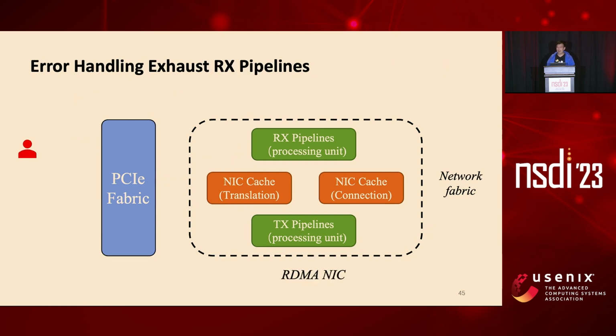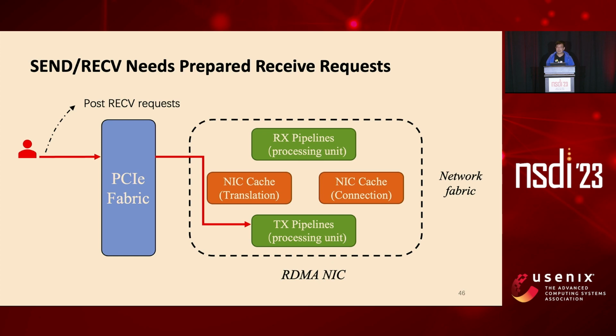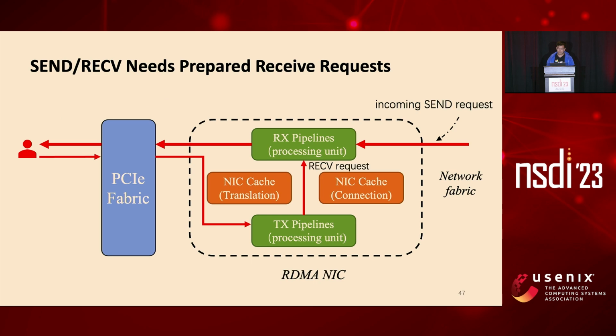Another finding is about error handling exhausting the RX pipeline. Before we discuss this case concretely, let's quickly review how send-receive works in RDMA. To receive the payload in RDMA, the receiver needs to post some receive requests. When incoming send requests arrive, the NIC will consume the posted receive request to process the incoming request.